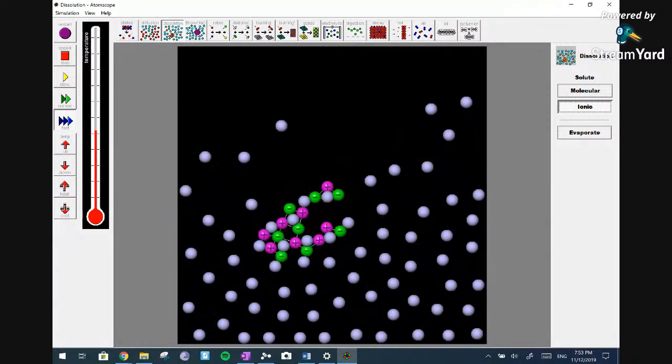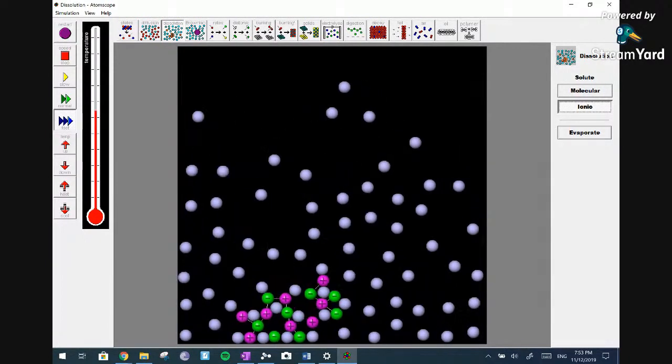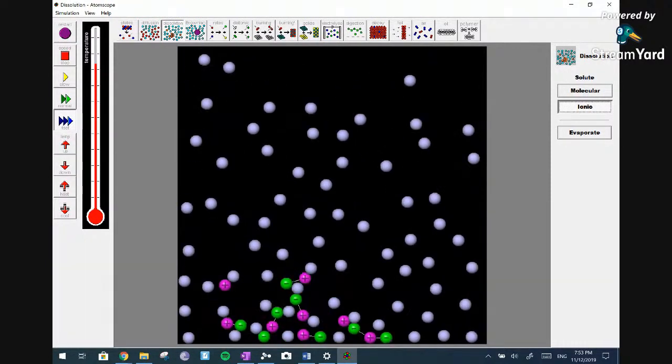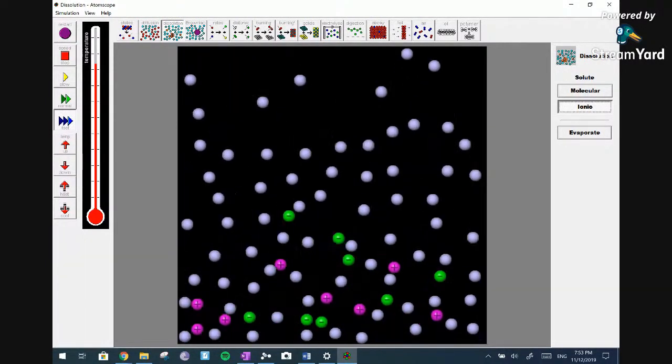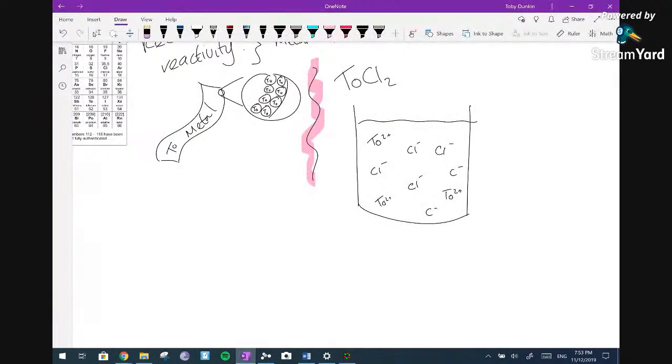And you see the negatives and the positives. If I just turn up the temperature, it'll just speed that up a bit. So the water, those ions are now free and flowing around. So now what we can do.